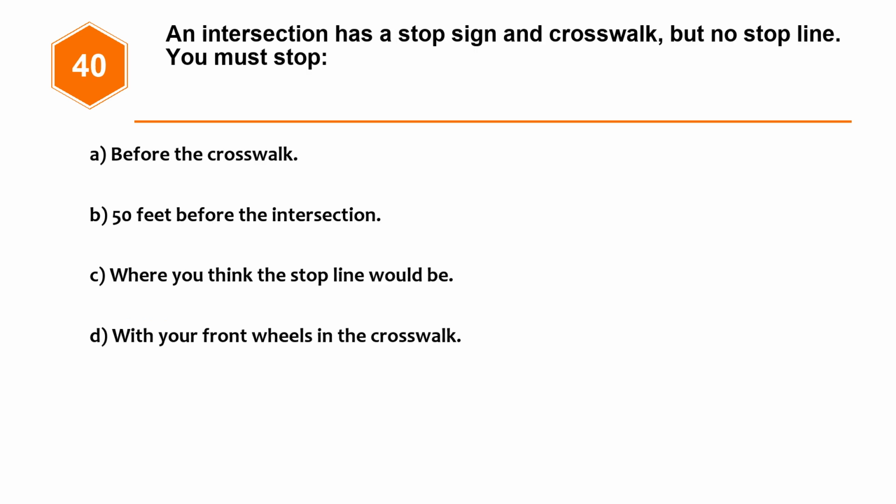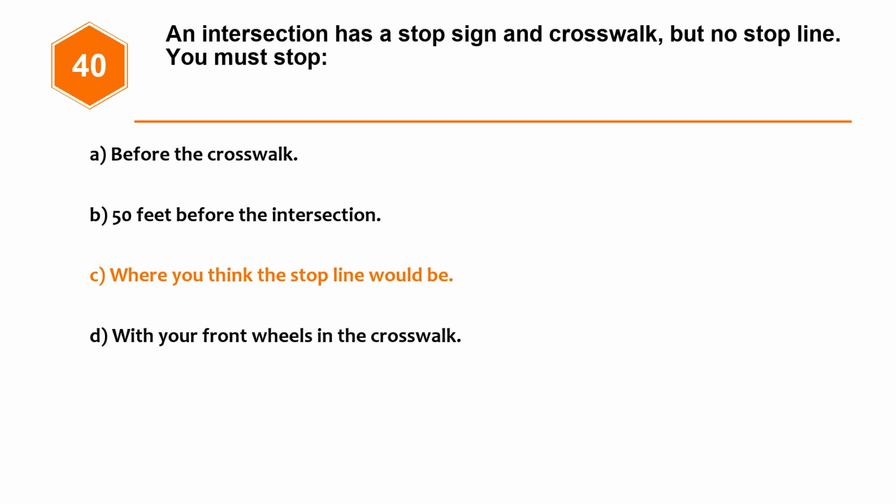Question 40. An intersection has a stop sign and a crosswalk, but no stop line. You must stop Option A, before the crosswalk. Option B, 50 feet before the intersection. Option C, where you think the stop line would be. Option D, with your front wheels in the crosswalk.